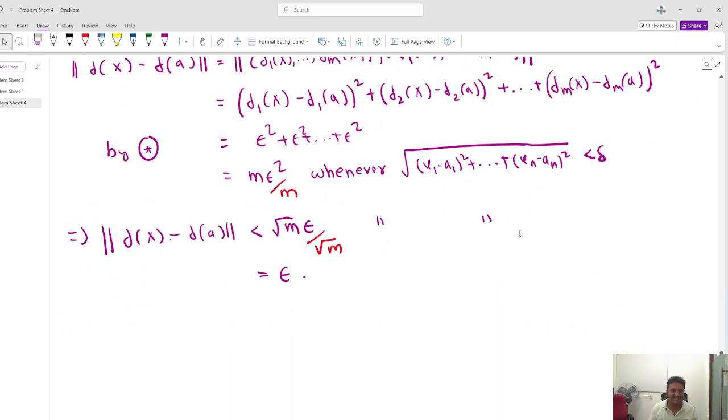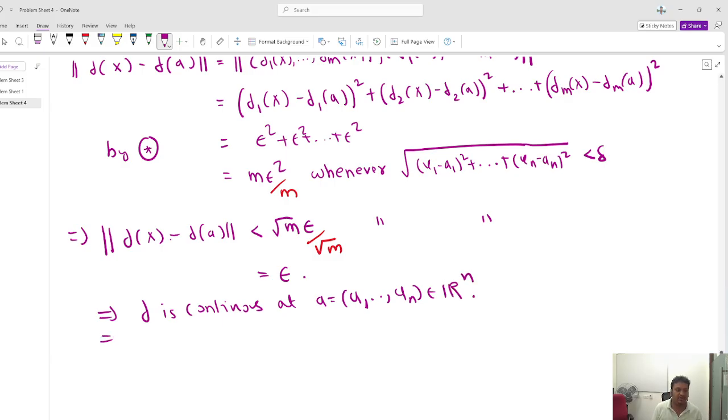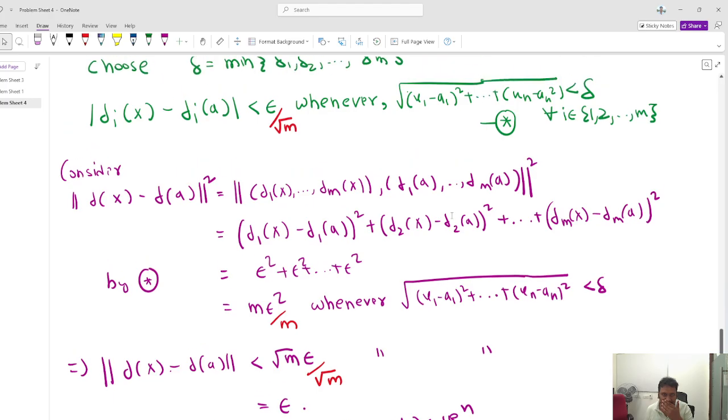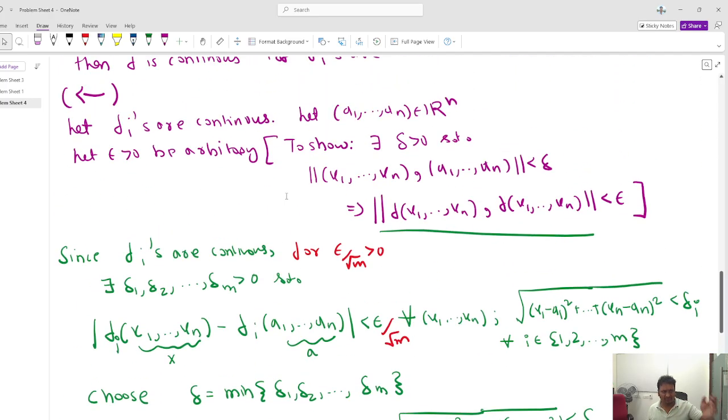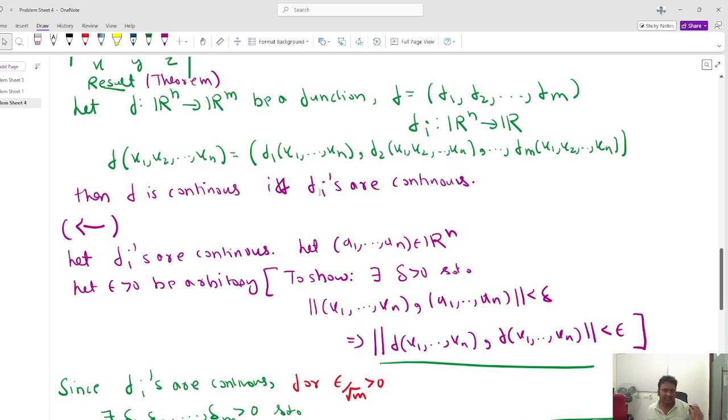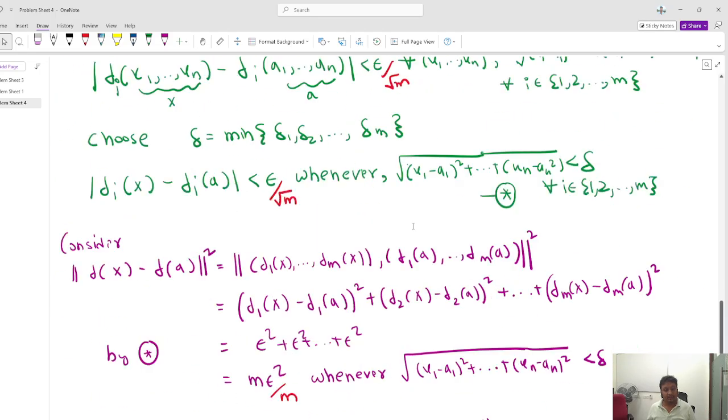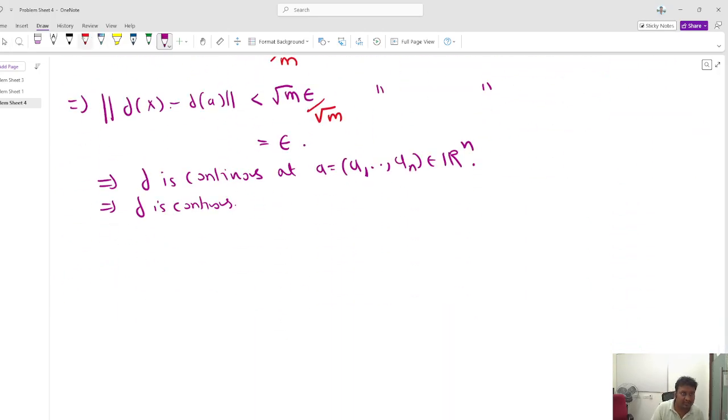So this implies f is continuous at your point a, which is (a1, up to an) in Rn. And this point was arbitrary, so you are done. So f is continuous. So you see, if the fi's are continuous, then you can always show that f is continuous. The reverse is also true. So now let's do the reverse direction.